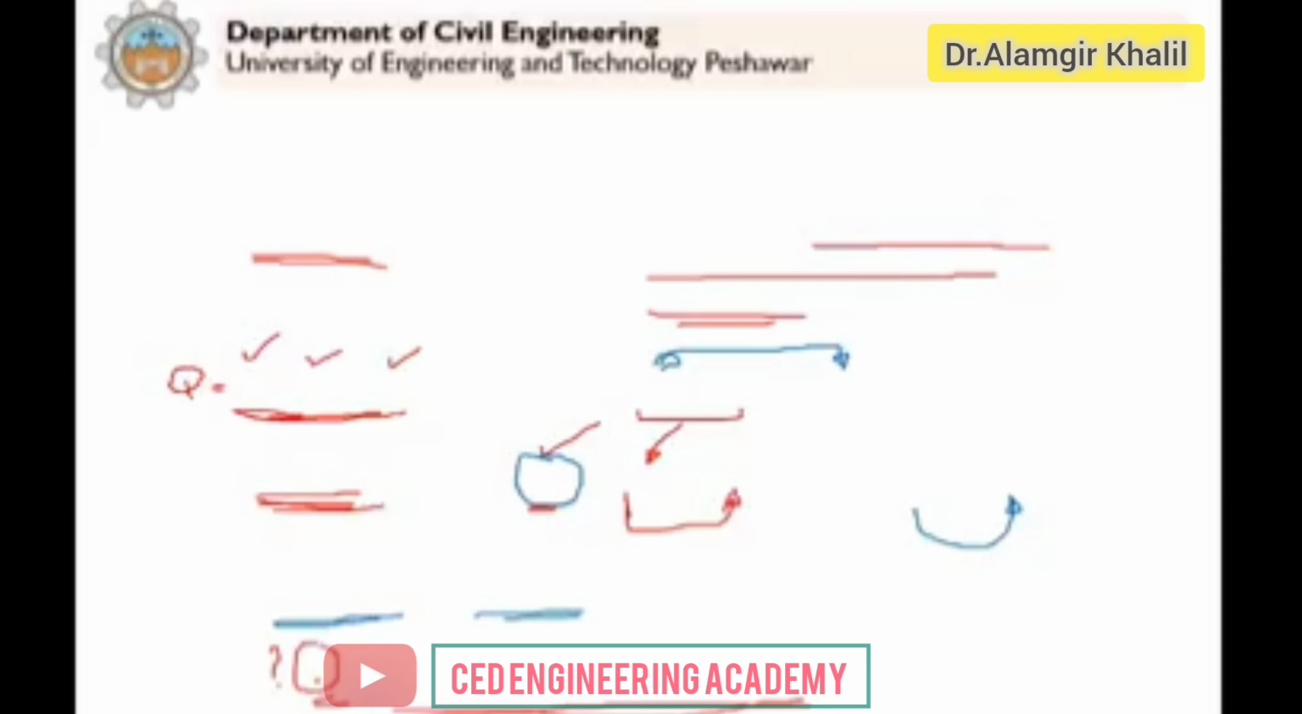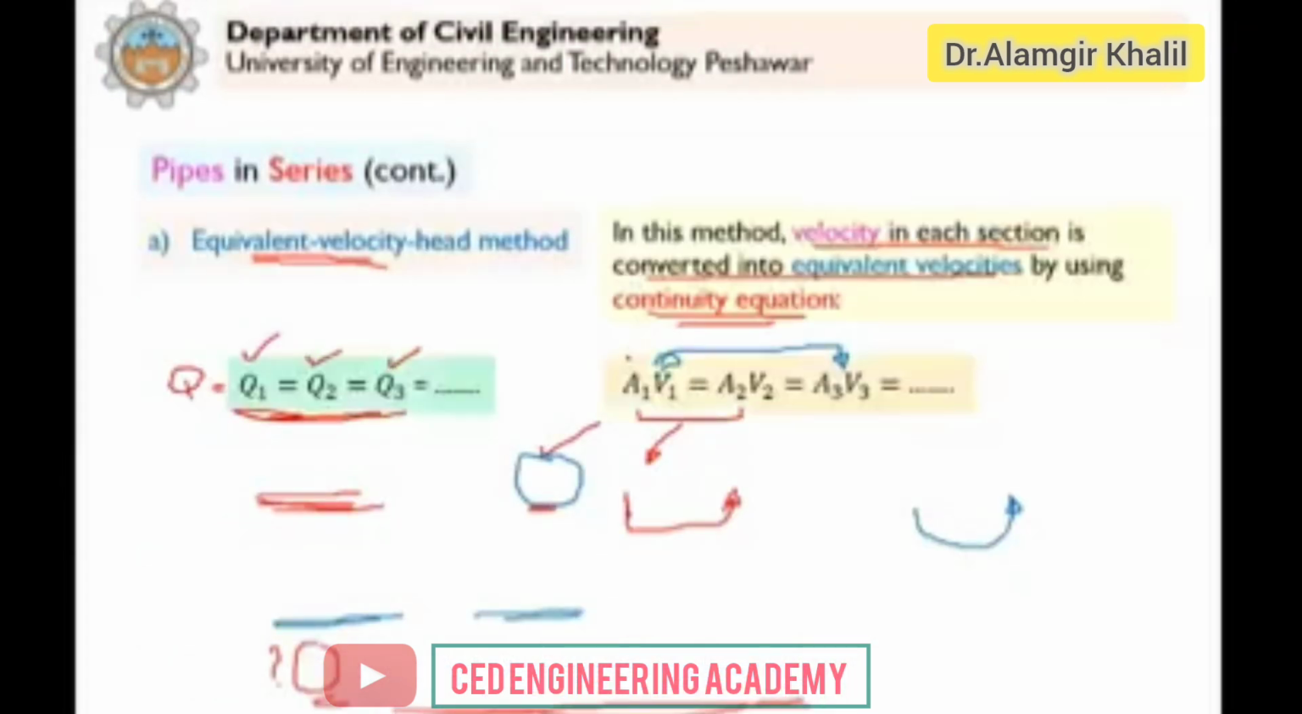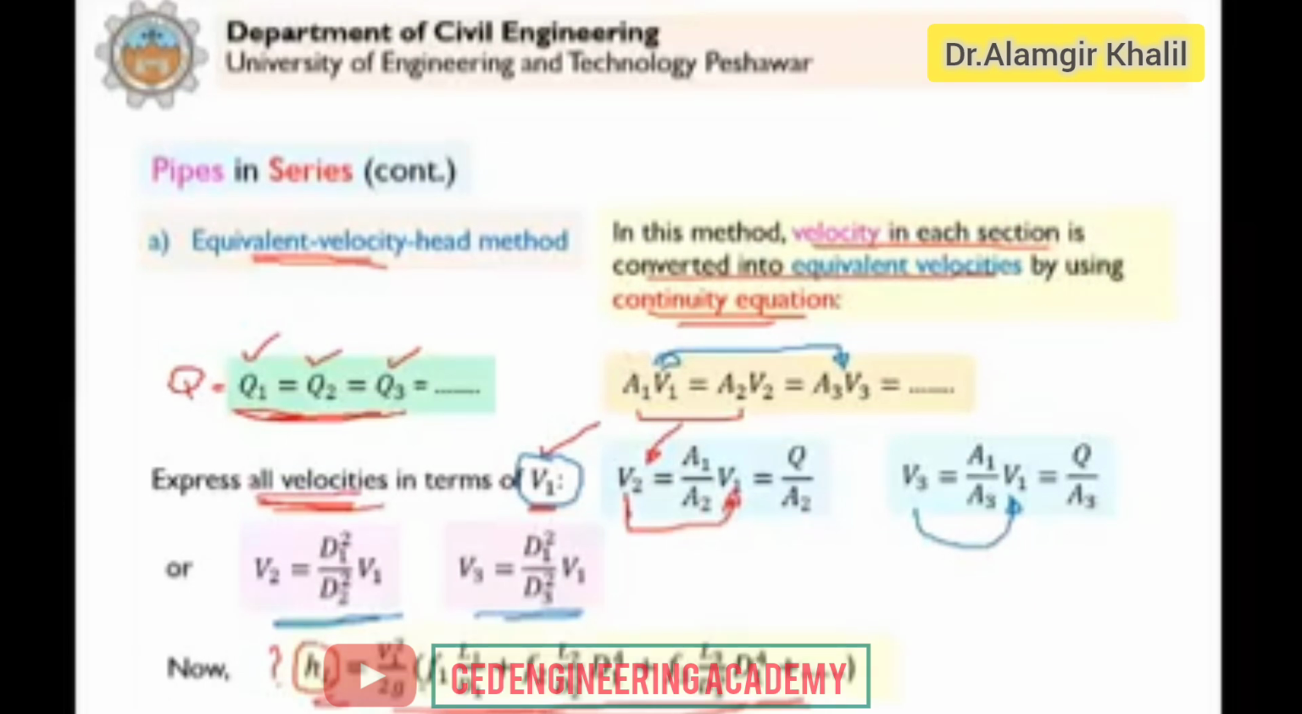We already stated that this HL will be equal to what? If I go back here, we already studied that HL is equal to this equation. HL is equal to HL1 plus HL2 plus HL3 and so on. So this comes here and this is what you have written. Clear? HL1, HL2, HL3 and so on. For example, this is HL3.